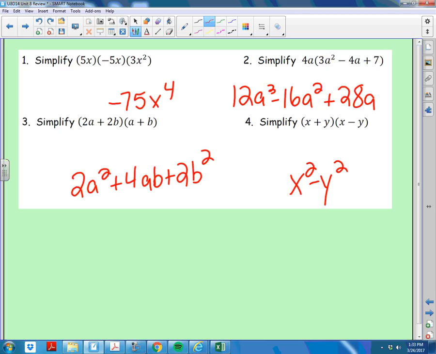Brandon? Number 2. Brandon, what is 4a times 3a squared? 4 times 3? 12a times a squared? Done. Distribute it to the next set. 4 times 4 is 16. A times a is a squared. Done. Next set, 7 times 4 is 28. The a doesn't disappear, so it's 28a. One piece at a time. Okay? One piece at a time.